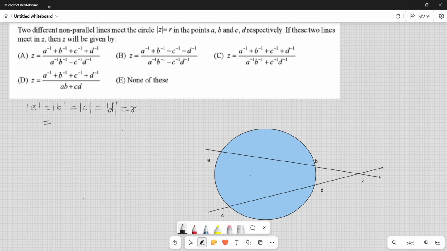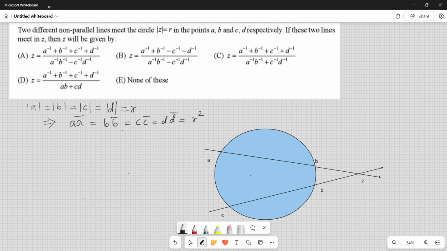Now therefore we can say that A A-bar is equal to B B-bar is equal to C C-bar is equal to D D-bar, right? And that is equal to R squared. See why I'm writing like this: if A is x plus iy and you multiply it with its conjugate, that will be equal to x squared plus y squared, which is actually the square of its magnitude.